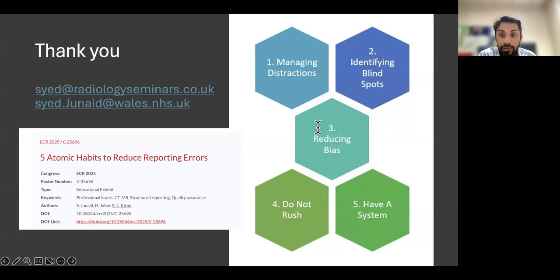Somebody says that focusing only on the consultant's clinical notes also leads to missing findings. Exactly, yes. The satisfaction of search is a big one.